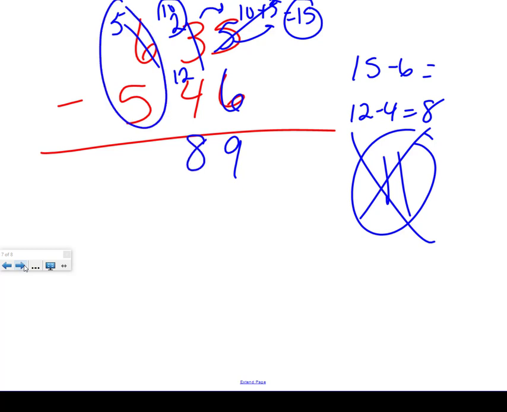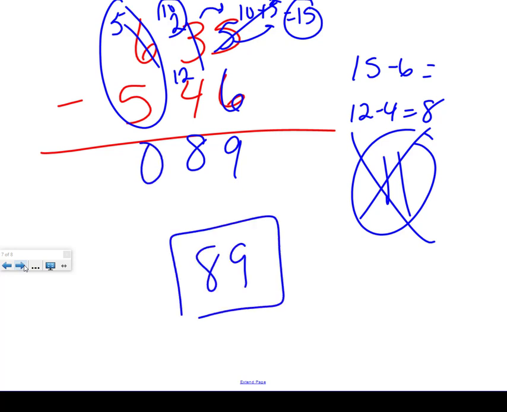In the last column, all I have left is 5 minus 5, which is going to be 0. So my final answer for this one is going to be 89.